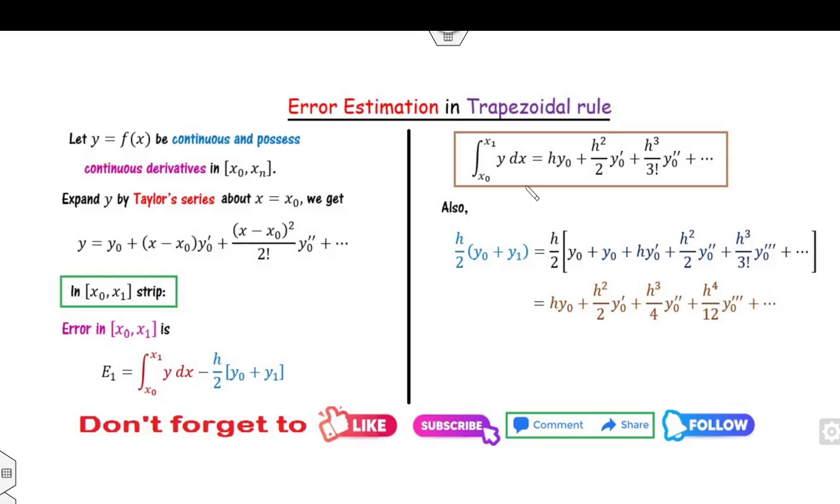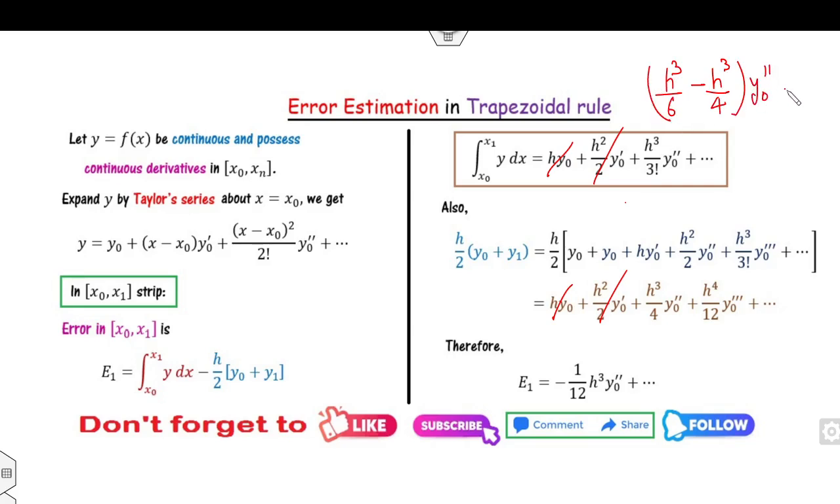Fine. Now I can substitute both the values into equation number 1. After substituting the values, you will get E1, because you can see this part will be cancelled, the h square term cancels. The only term left behind is, sorry, it is not cancelled, it's 3 factorial, which is 6, so h cube over 6 minus h cube over 4, into y0 double dash and so on.